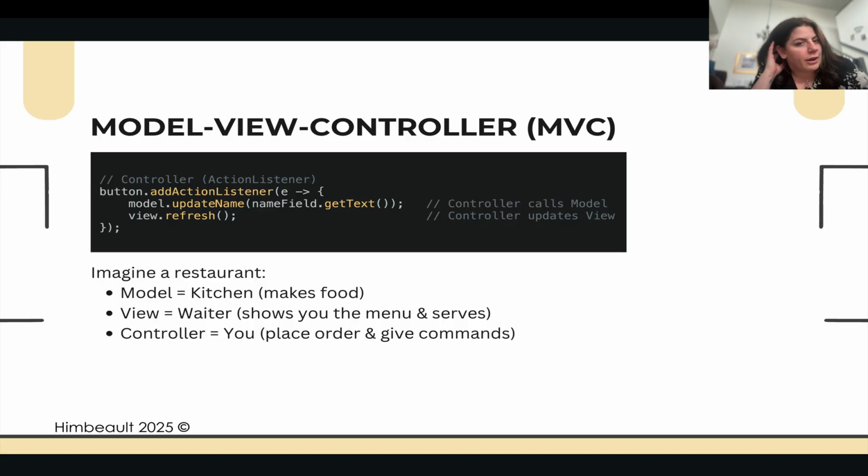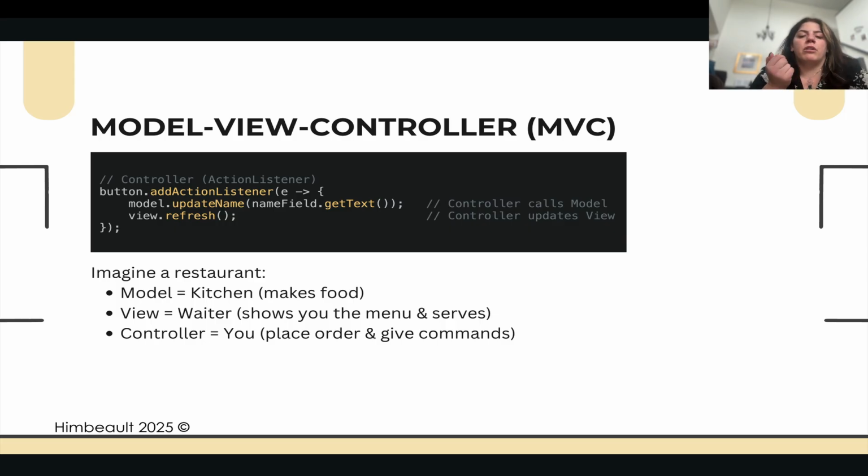Okay, so let's take a look here. We have a controller action listener here. So let's imagine that we have some kind of restaurant, and first we need a model, right? We need the kitchen. The kitchen actually makes the food. The view is going to be the waiter that brings you the menu, serves you the food, and then the controller is you. You are the one who places the order and gives the command.